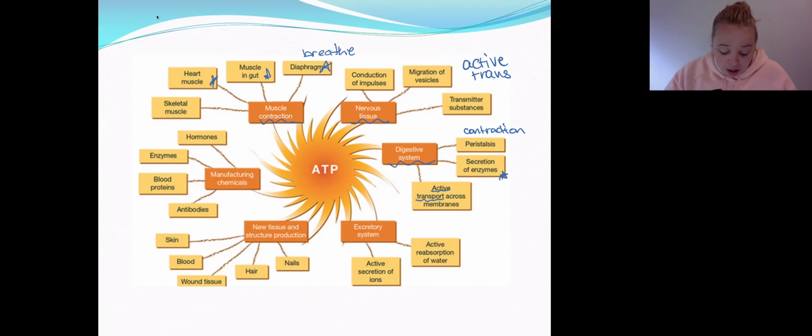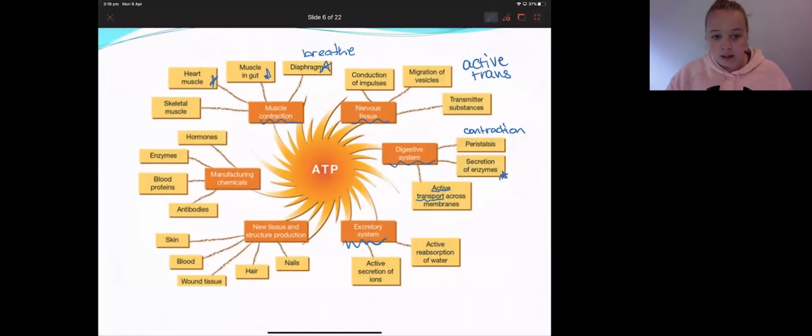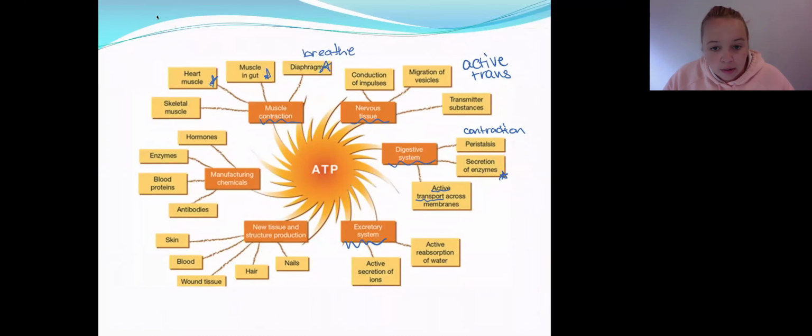Let's just keep going. You can use ATP in your excretory system. We don't talk a lot about this in the 3-4 course. This is your weeing, so this is your kidneys. We need to actively reabsorb water. If we don't do that, we'll wee out too much and therefore become dehydrated. We also need to actively get rid of ions and things that we don't really need in our body. So ATP is really useful for that.